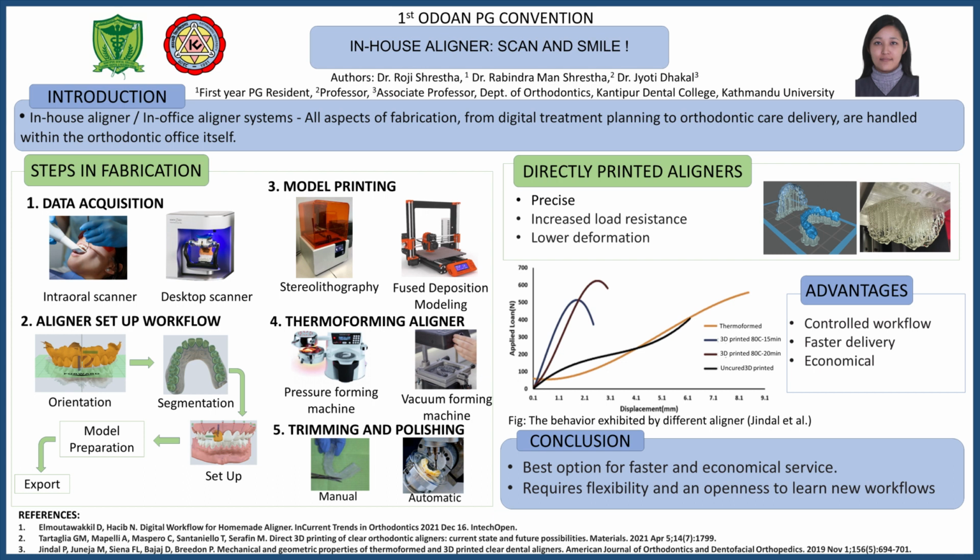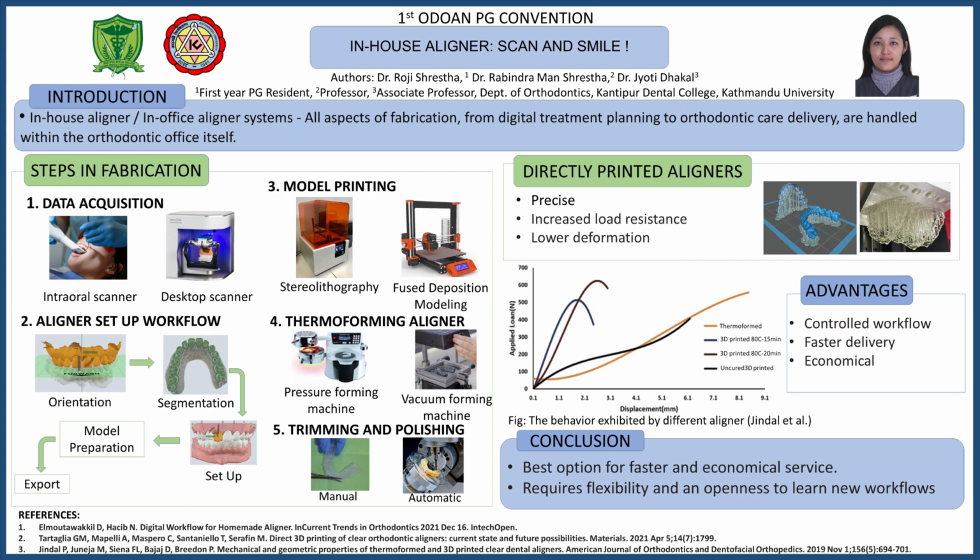Now, there are various steps that need to be followed during the fabrication of in-house aligners. First is data acquisition, where the maxillary and mandibular digital working models and recording of the patient's occlusion can be done directly on the patient with the help of intraoral scanners, or by digitizing the analog impressions or plaster models with desktop scanners.